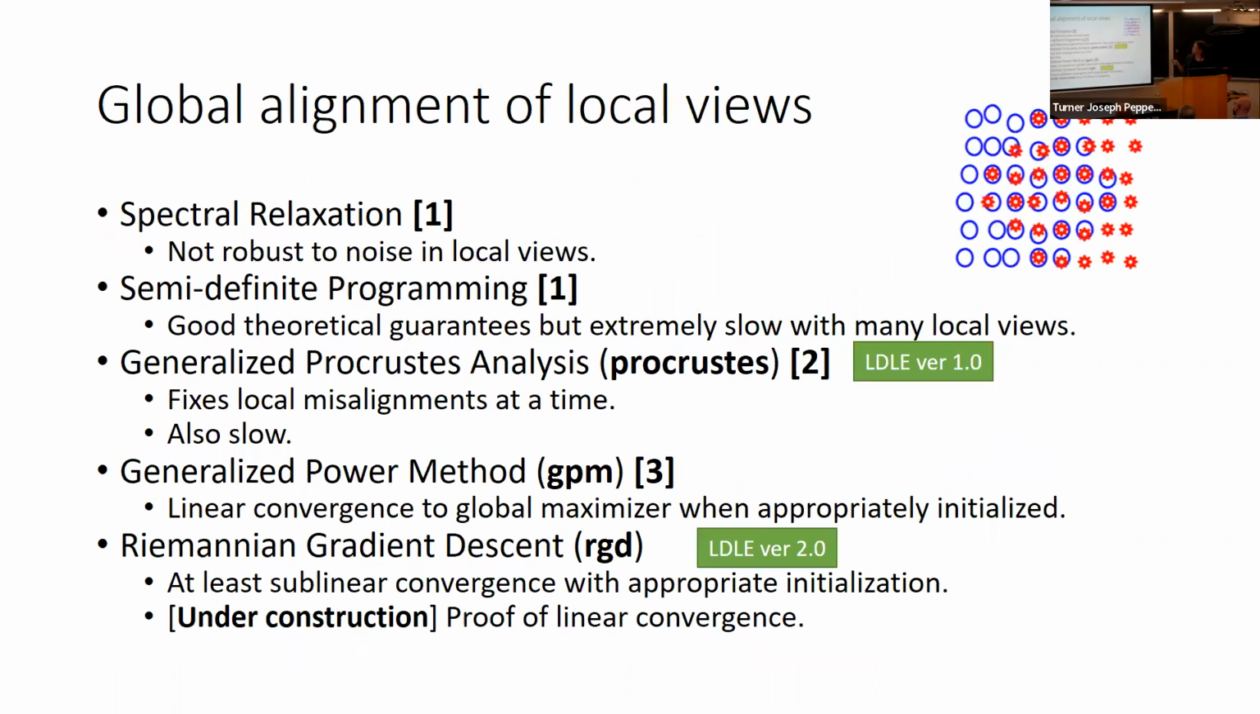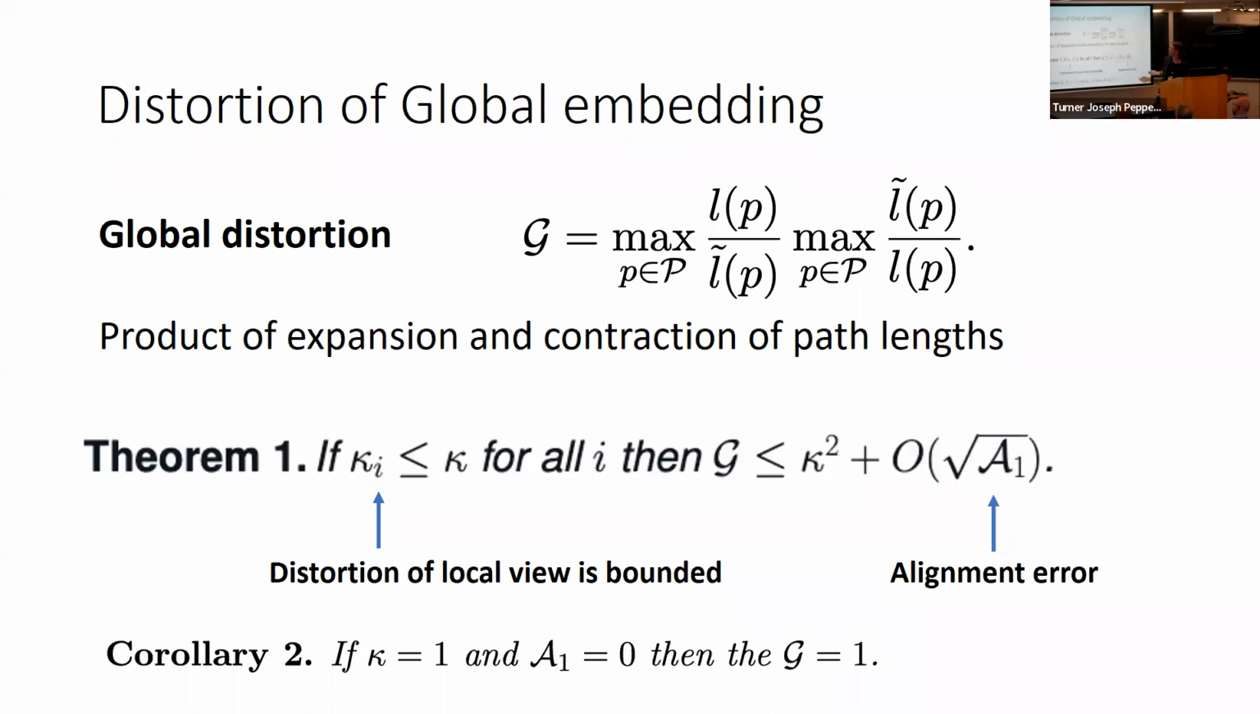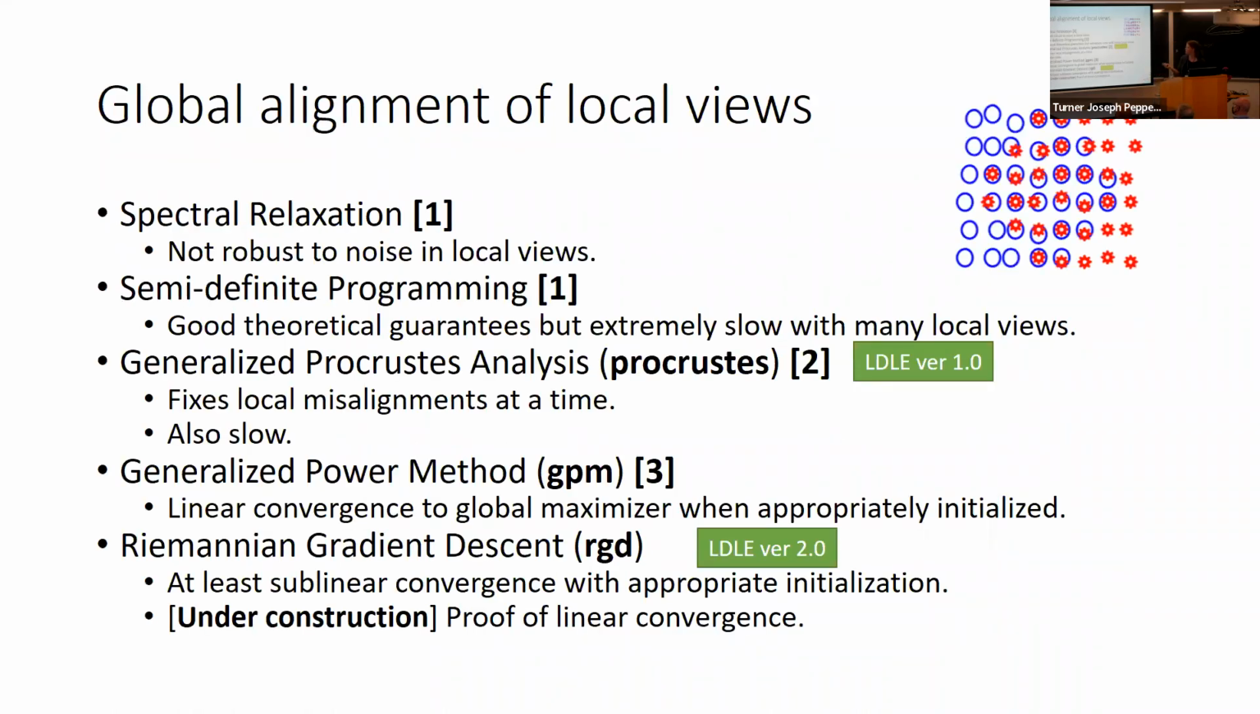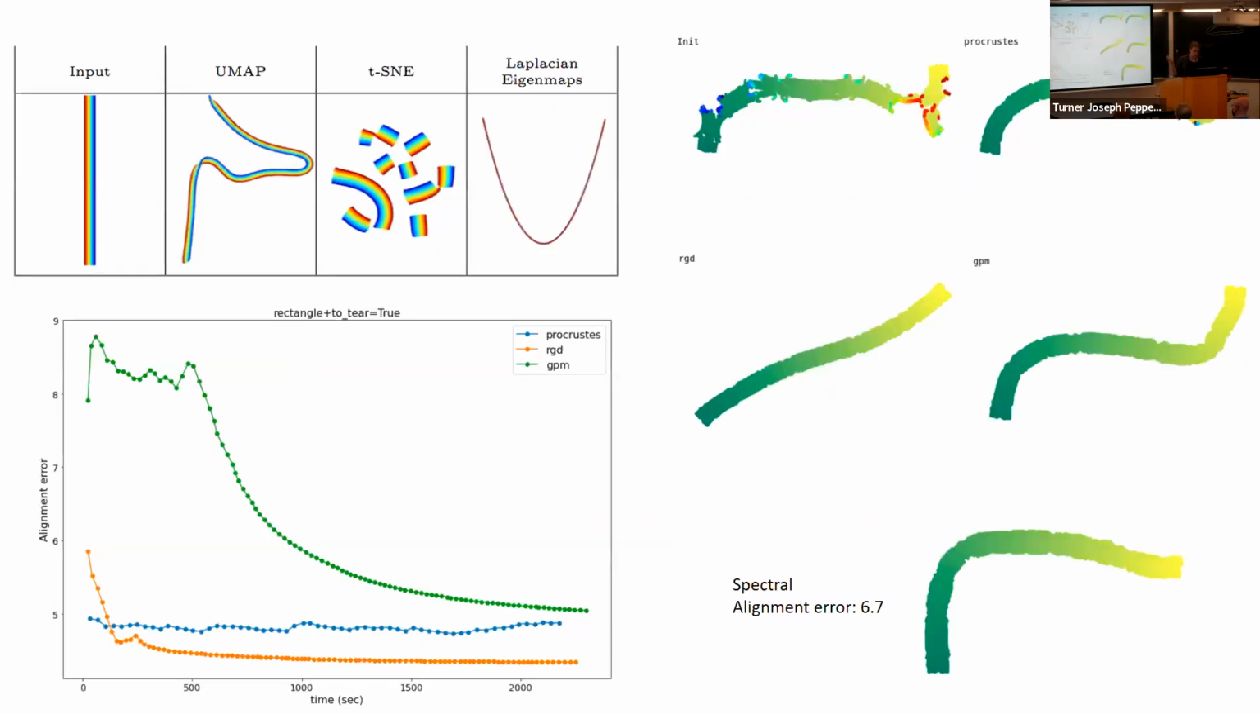So in order to do global alignment of local views, again, Dhruv, being very meticulous, did a comparison of different techniques in order to do global embedding and solve this optimization problem. So a Procrustes analysis is what we call LDLE version 1. And while it solves the problem of fixing local misalignments in an iterative fashion, it's slow due to that. And what we found is that for LDLE version 2, Riemannian gradient descent is the best option. And we have at least sublinear convergence with appropriate initialization, and it is also the fastest, as we will see in a few slides, or on this slide.